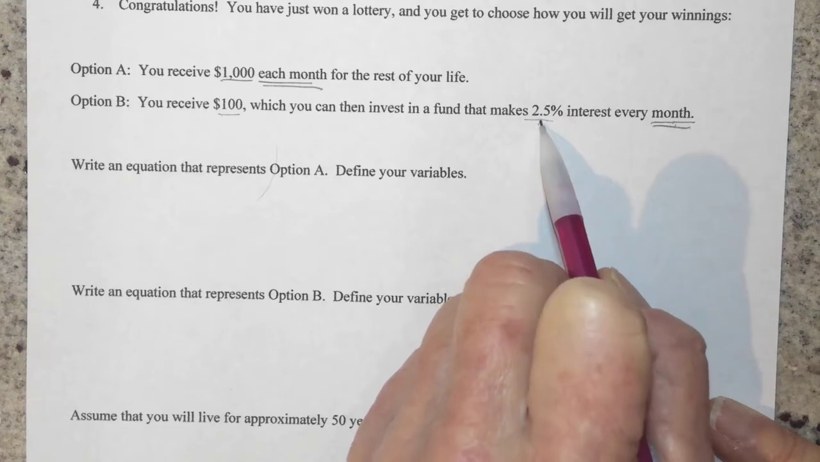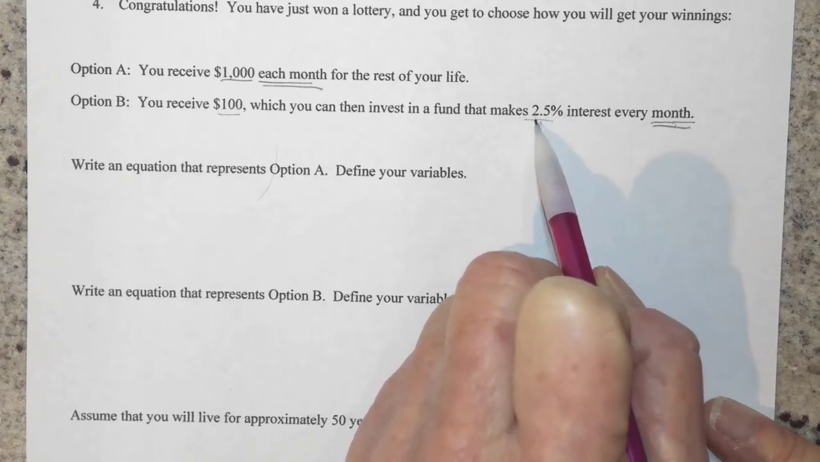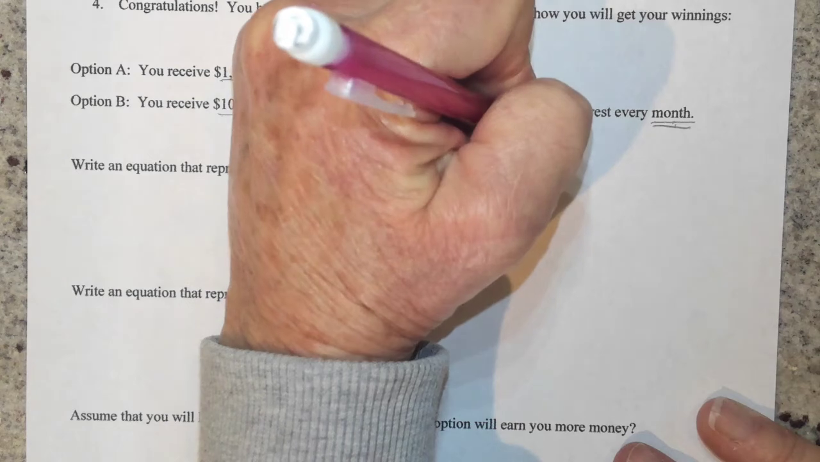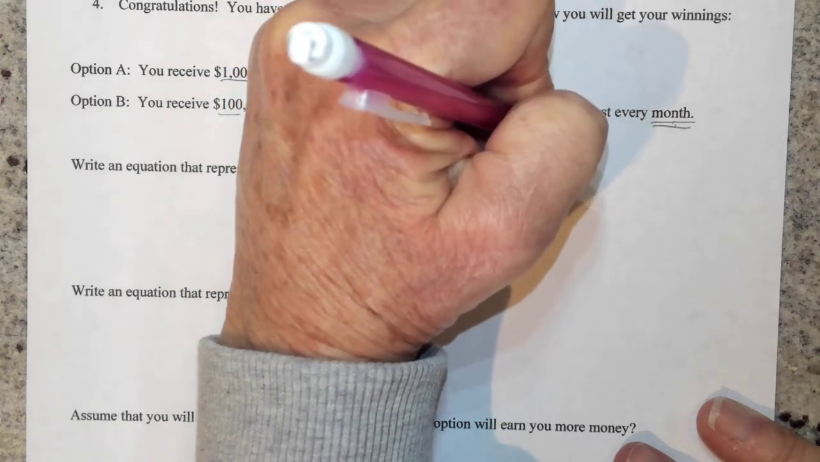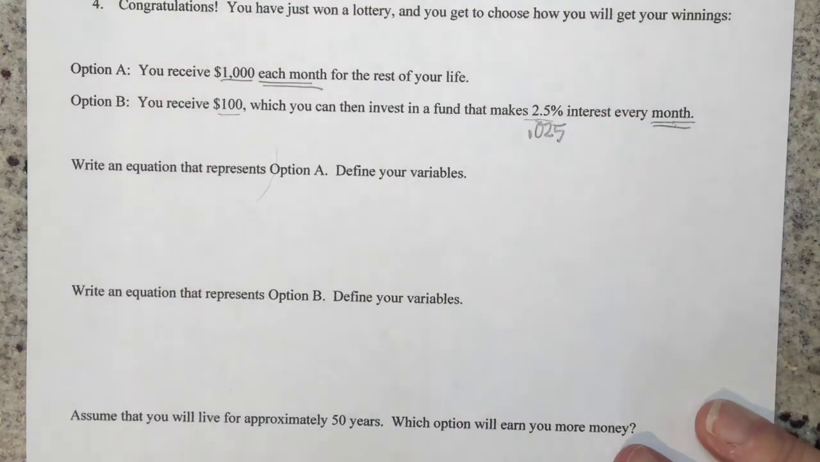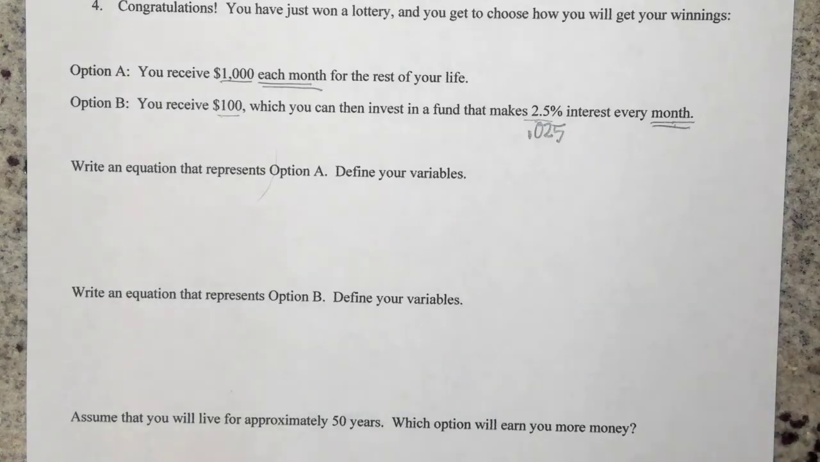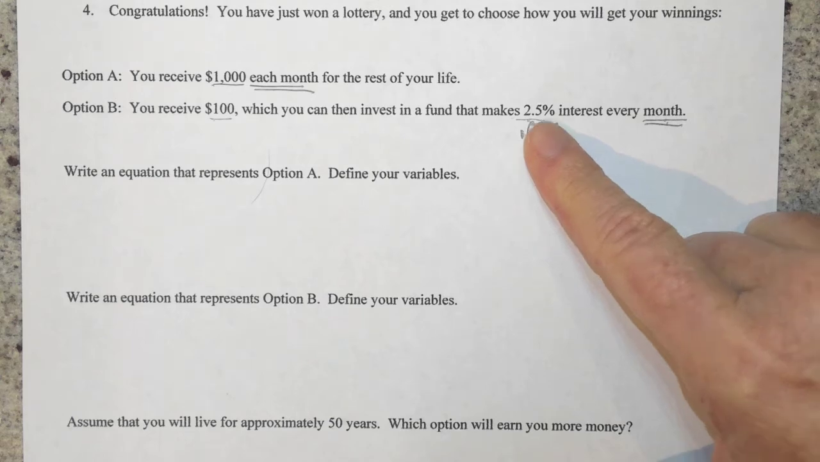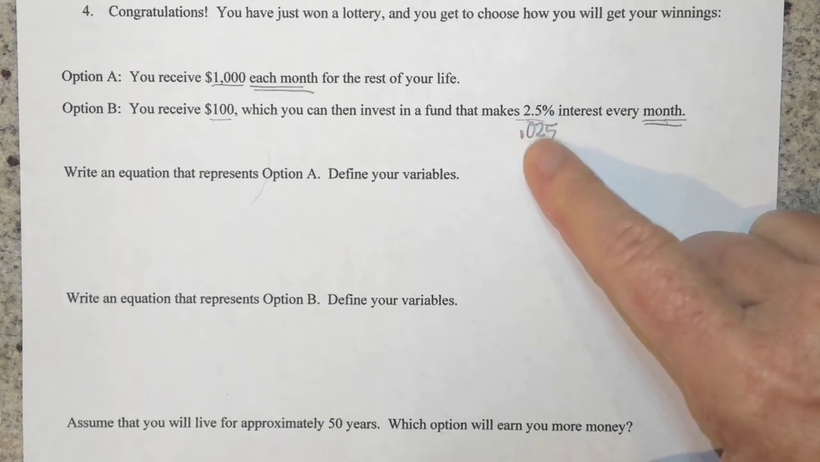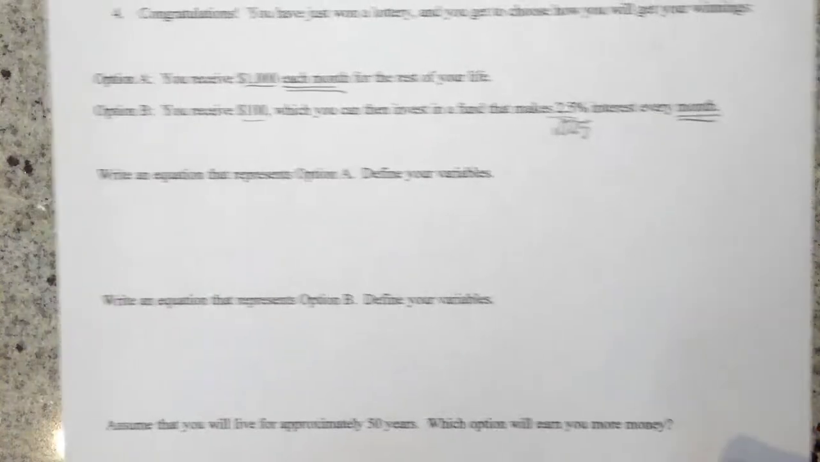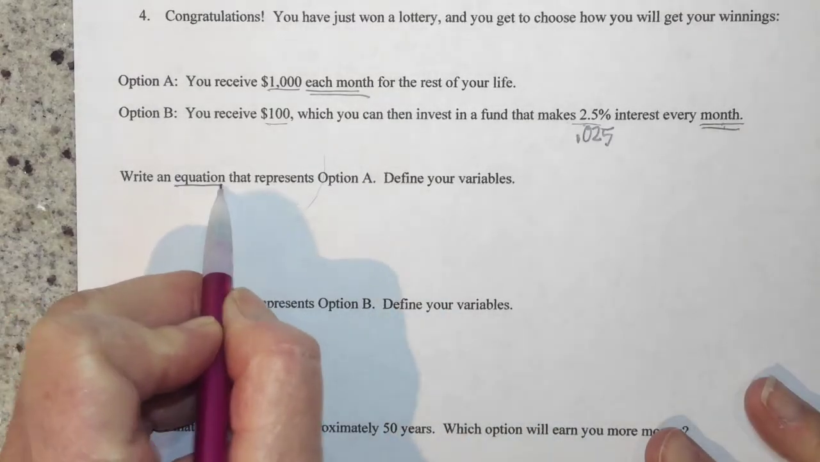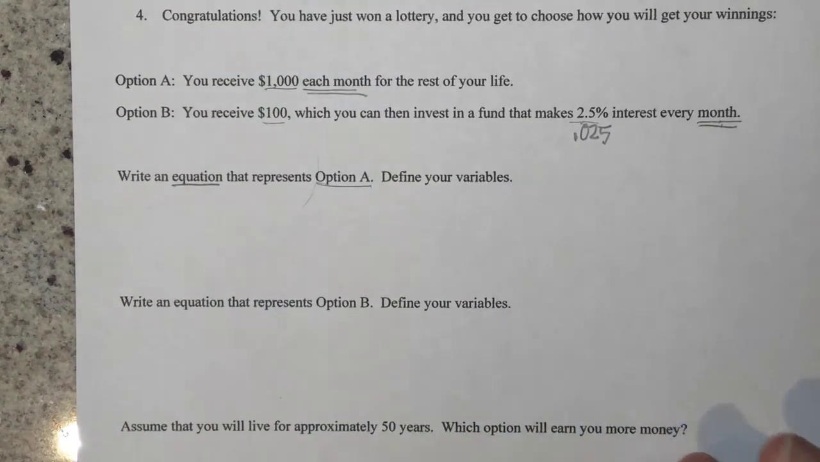You have to pay close attention to this month. Again, how are you going to write that percent as a decimal? I'm going to write that as 0.025. Why is that such a big deal? Because you're going to need that information. We don't write our equations with percent signs. Now it says we're supposed to write an equation that represents option A.